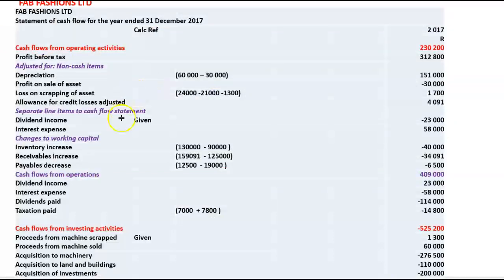new assets, machinery acquired, and here acquisition of machinery 276,500, and let's assume that that was for replacement. Why? Because we have sold and scrapped machinery during the year, so I think that is safe to say. But this must have been for replacement purposes. 276,500, an outflow of cash.